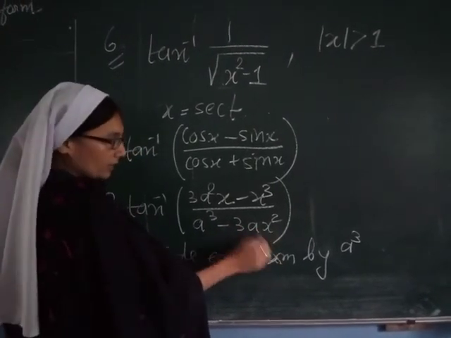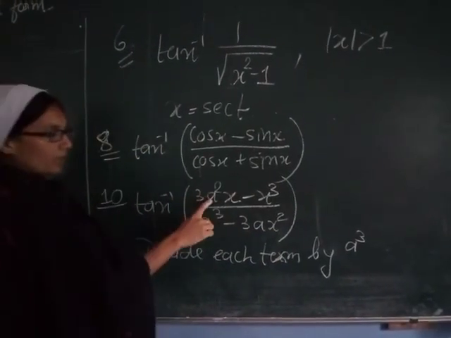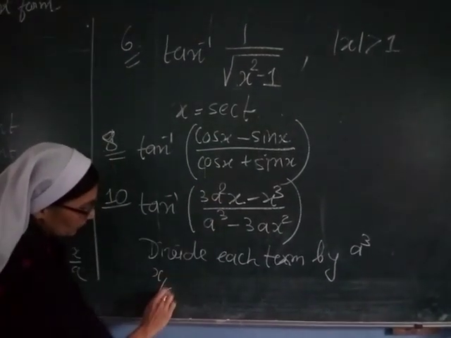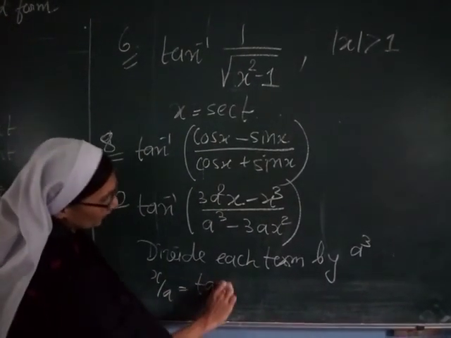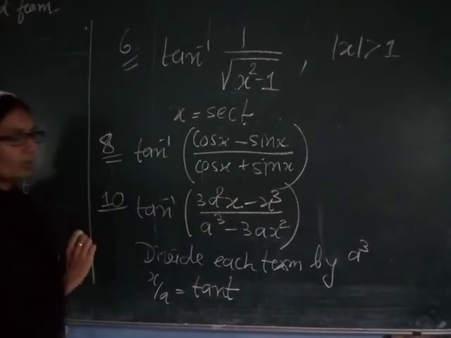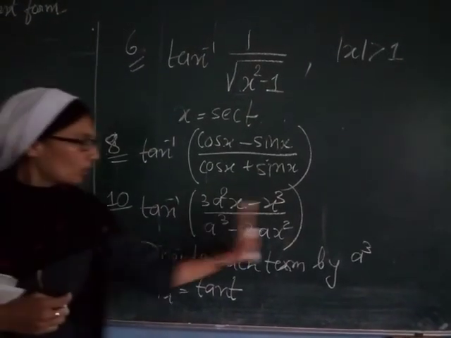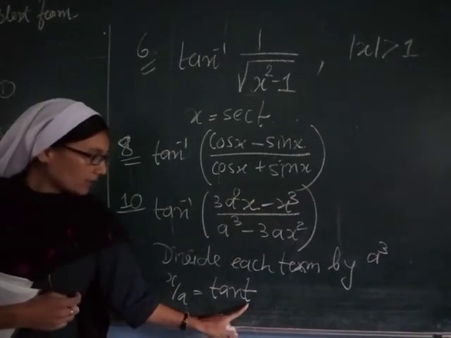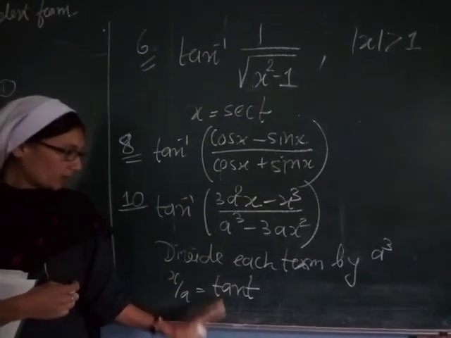Then you have to assume again, x by a is equal to tan t, and then you solve it. Here you will get the formula of tan 3t, because we are taking it as t, and then you will cancel and put the value back.